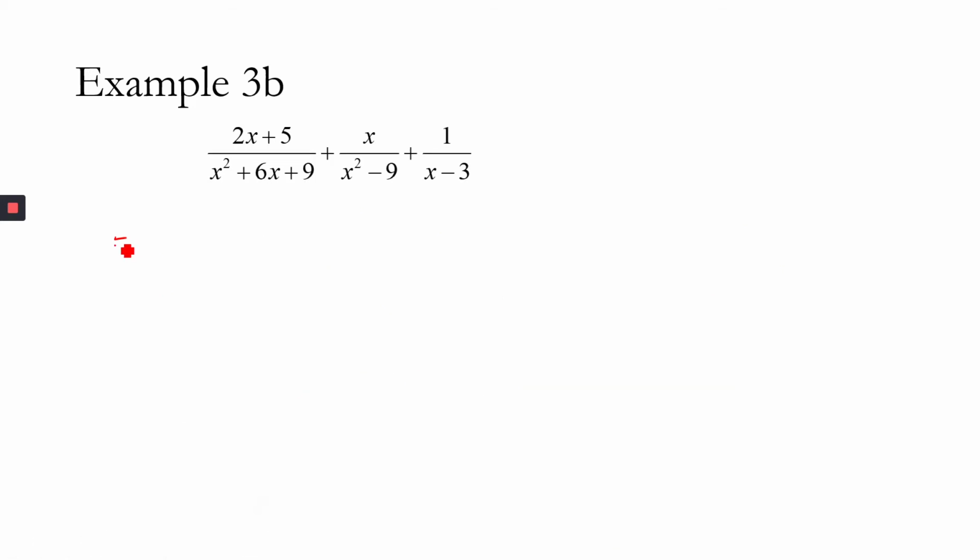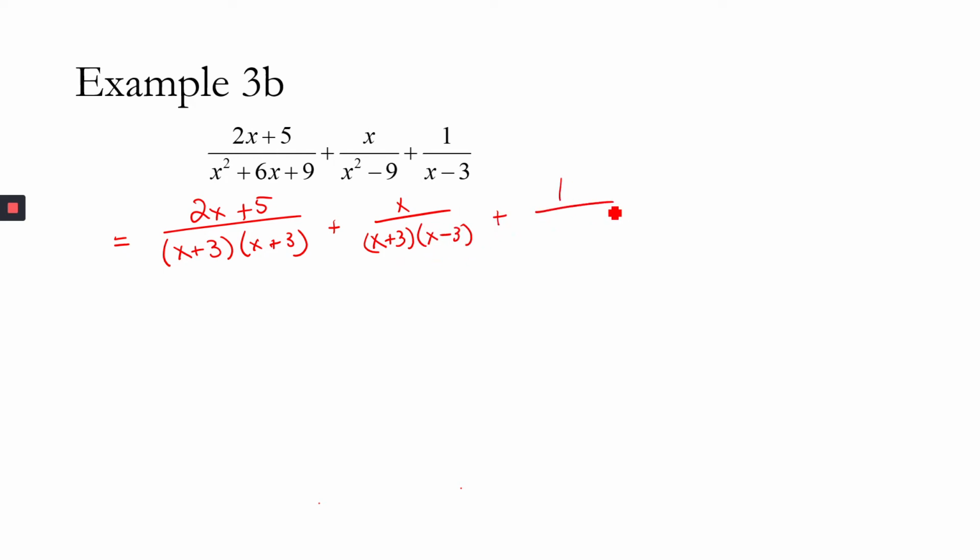Next example, we're going to do the exact same thing. So 2x plus 5 on the top. I'm going to factor x plus 3 times x plus 3. This is difference of squares, x plus 3 times x minus 3. And then this last piece cannot be factored. Okay, now let's figure out what everyone has and what everyone gets.